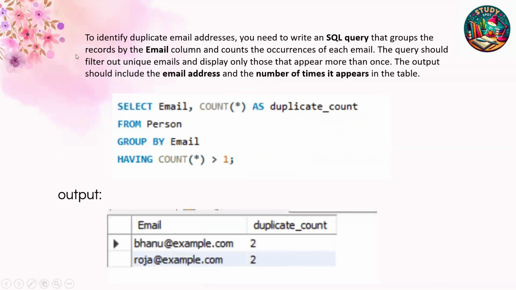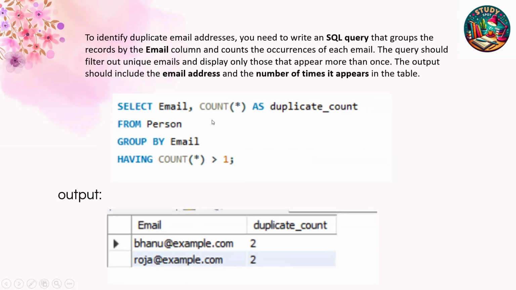Let's see the query. To identify the duplicate email addresses, you need to write a SQL query that groups the records by the email column and counts the occurrences of each email. The query should filter out unique emails and display only those that appear more than once. The output should include the email address and the number of times it appears in the table.